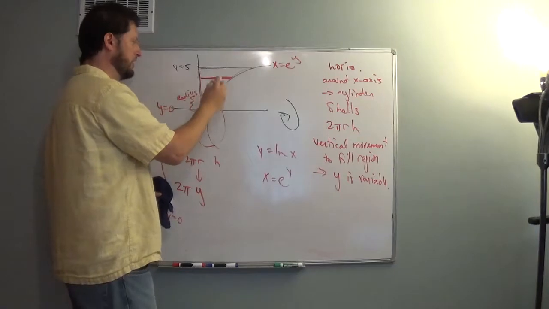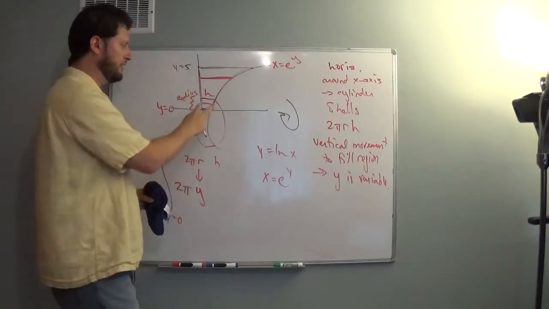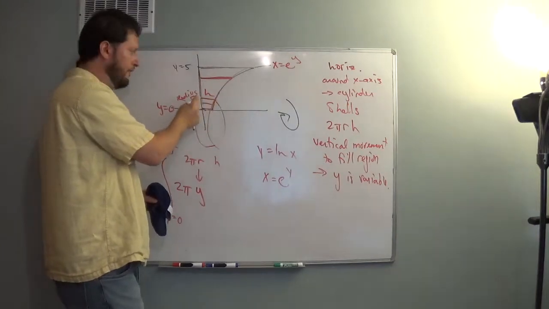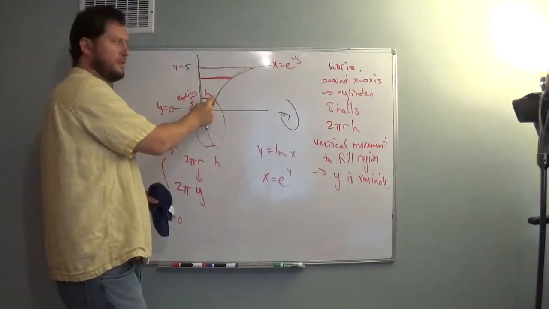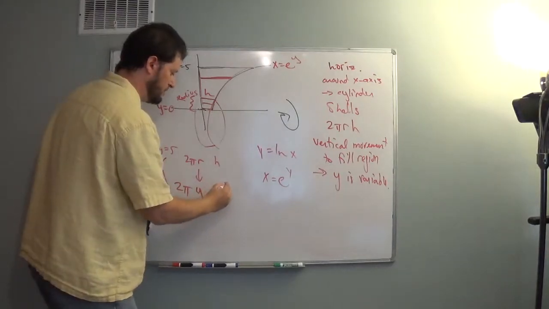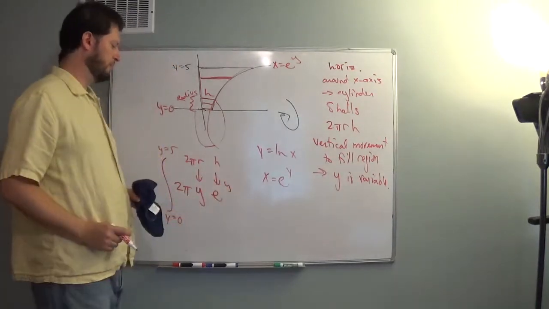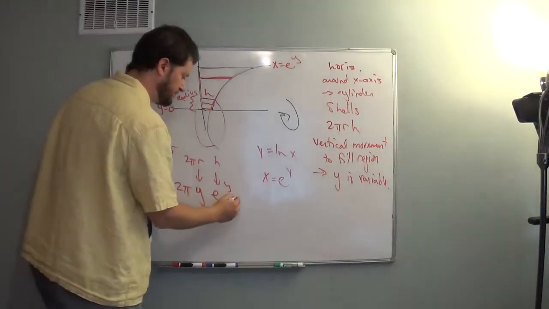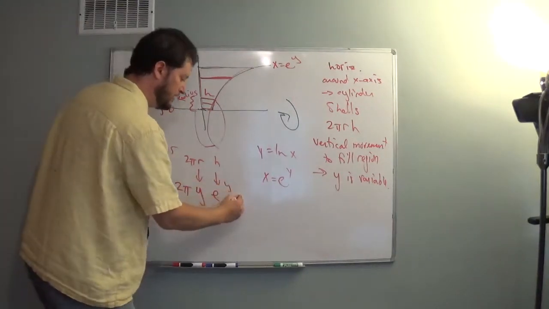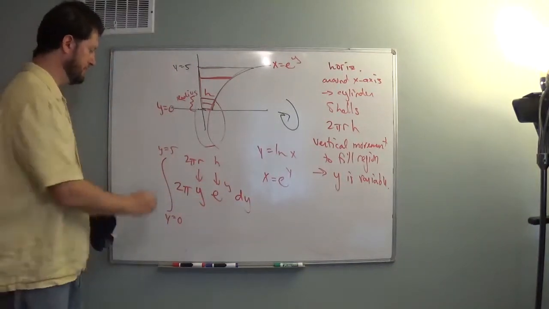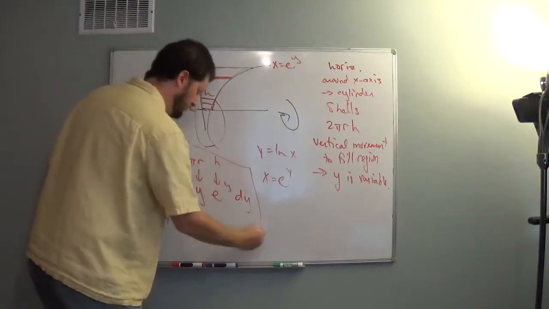The height is the function. This is the height of the cylinder, and the height of the cylinder is exactly how far out we go to reach the function. So that is the function e to the y. So 2 pi RH is 2 pi y e to the h. I'm sorry, e to the y. Y is our variable, so we're integrating with respect to y. And that is the integral.